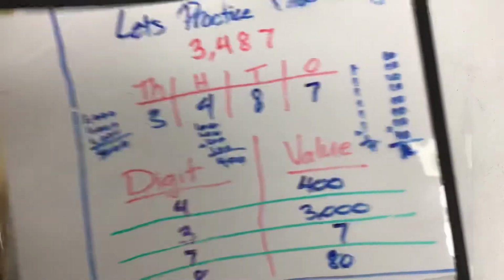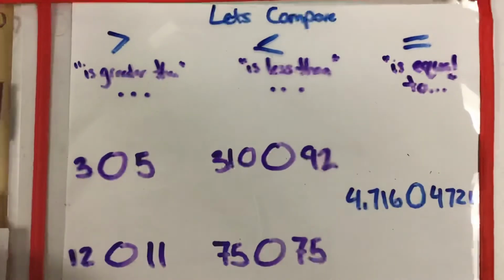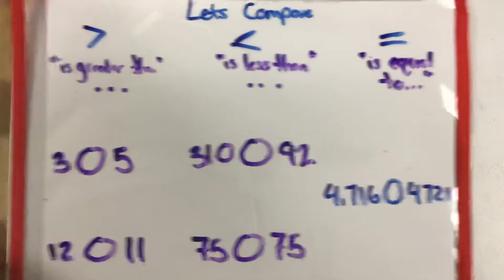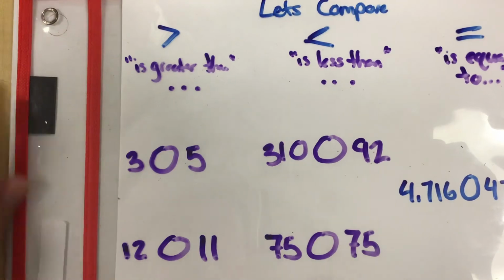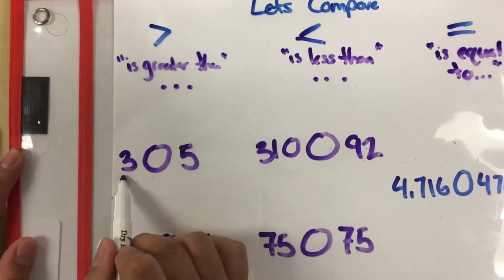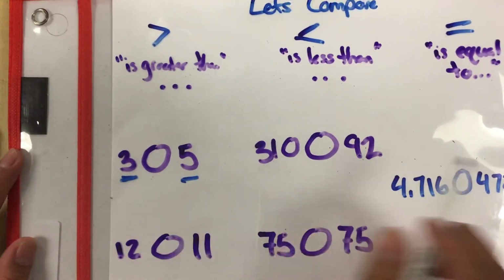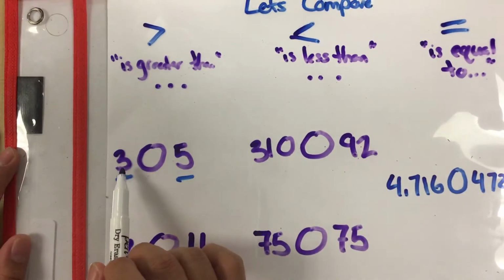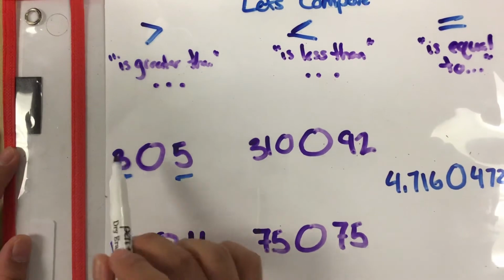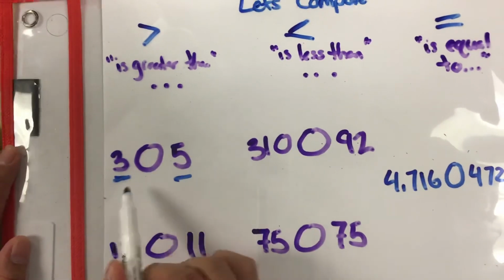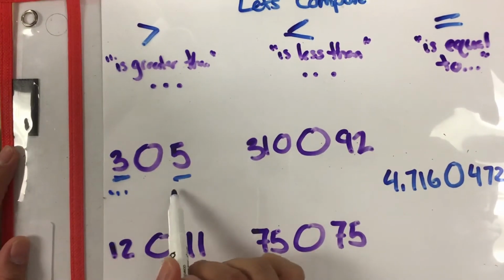So how does it help us when it comes to comparing our numbers? Well, when we compare our numbers, we're looking at the value of each digit. So in this number, we only have 3 ones and 5 ones. So if we're going to compare it, there's only 3 dots here. Well, this one would have 5.